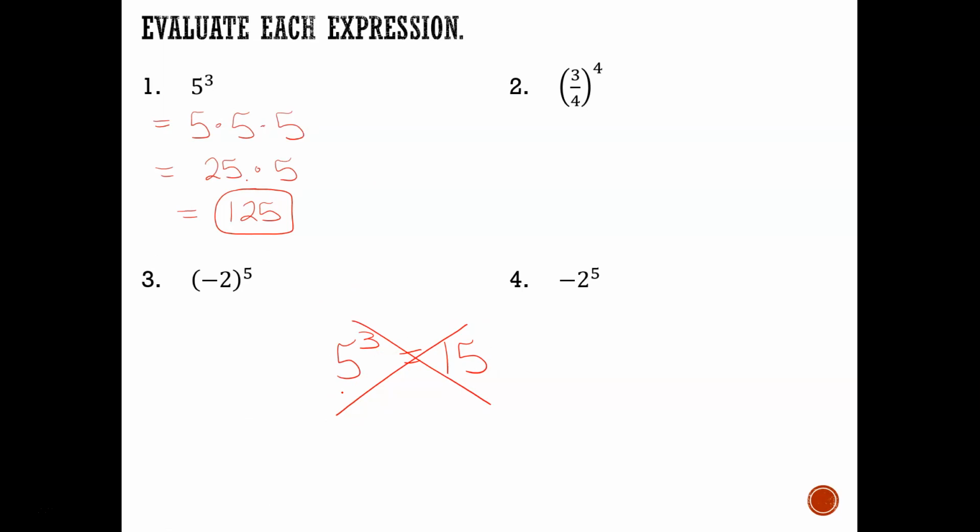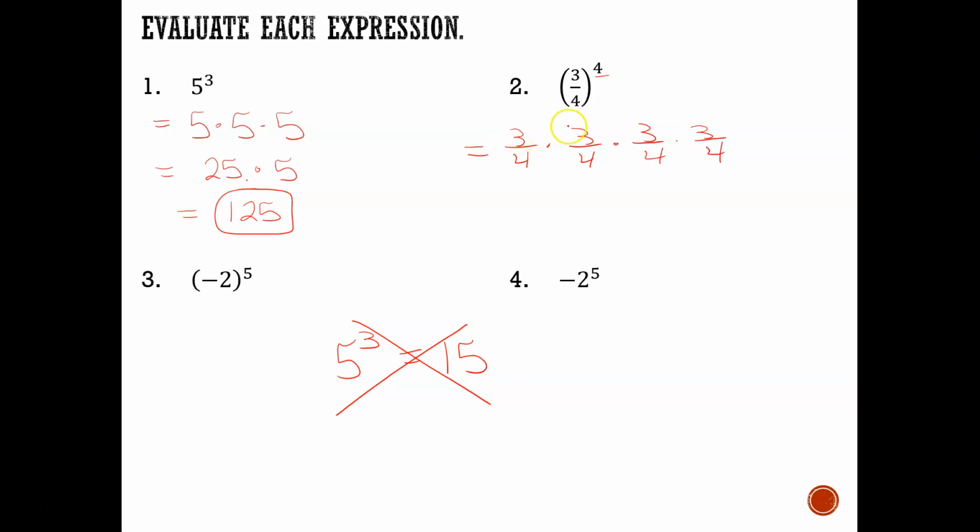Number 2, 3/4 to the 4th power. And we have the parentheses, which tells us that the whole fraction, 3/4, is getting repeated with multiplication 4 times. And now I know we have not covered multiplying fractions yet. That is actually in the next lesson, but I'm going to go ahead and give you a little heads up on that. To multiply fractions, you just go straight across.